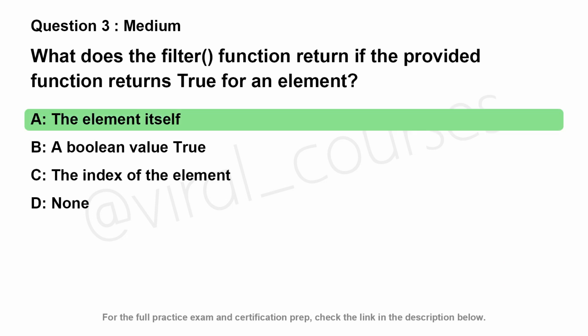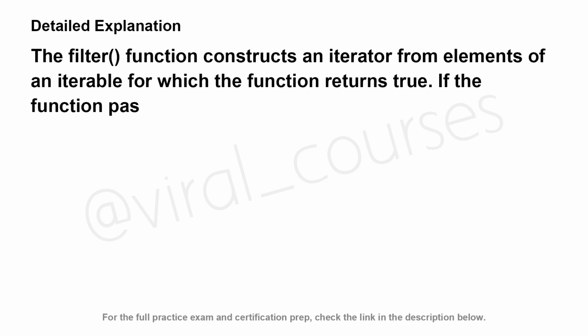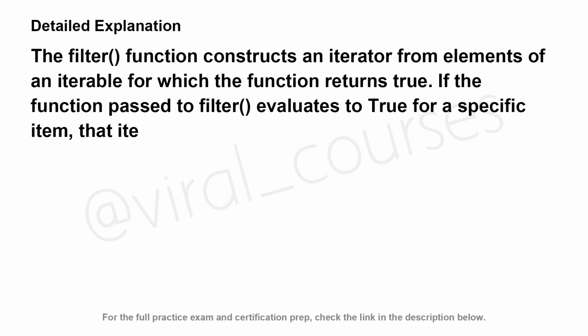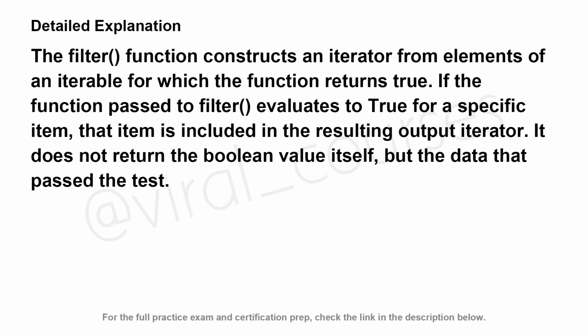The correct answer is A. The filter function constructs an iterator from elements of an iterable for which the function returns true. If the function passed to filter evaluates to true for a specific item, that item is included in the resulting output iterator. It does not return the Boolean value itself, but the data that passed the test.